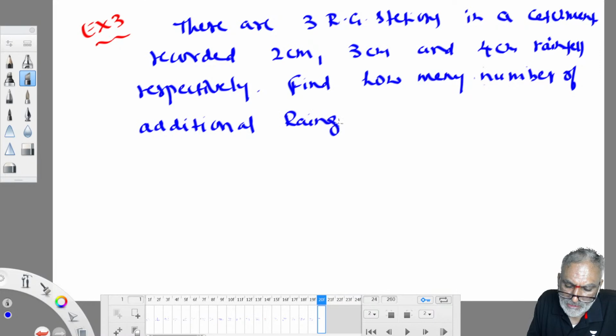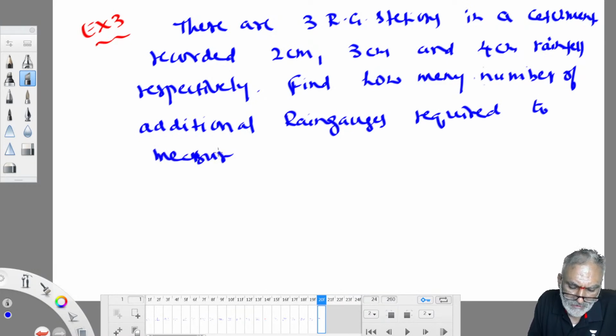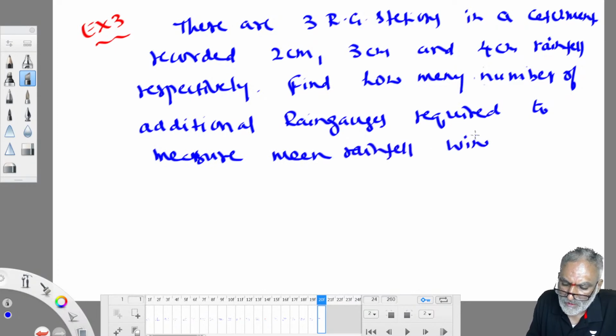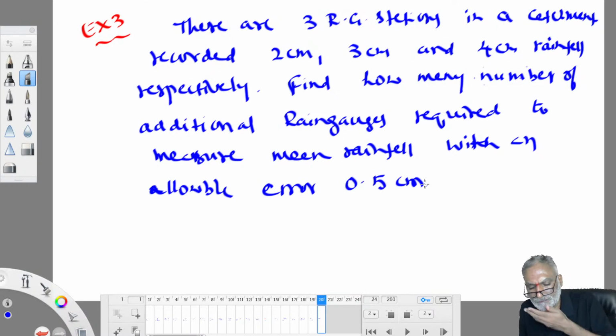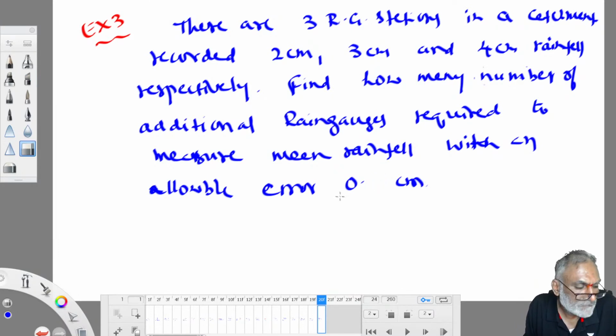Additional rain gauges required to measure mean rainfall with an allowable error of 0.5 centimeter. Sorry, 0.1 centimeter. I'll give only a small amount of error. Come on, work out now.